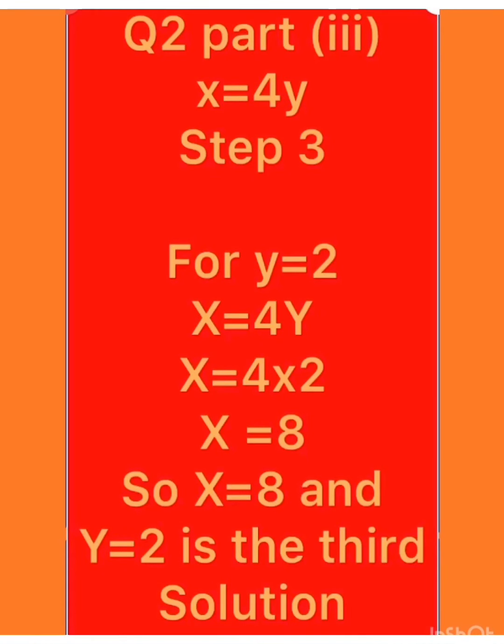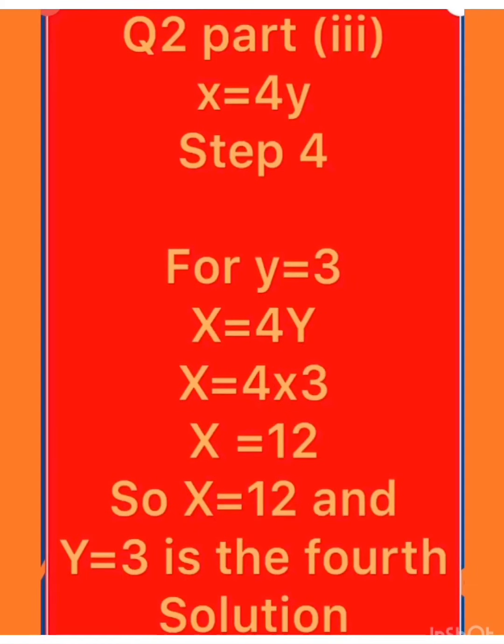Third, children, again I will put value y is equal to 2. You can take any value children, it doesn't matter. I am taking here y is equal to 2. I will put this value in the given equation, x equal to 4y. 4y means 4 into y. Here y is 2, so 4 into 2, I will get the answer. 4 into 2 is 8. So x equal to 8 and y is equal to 2 is the third solution.